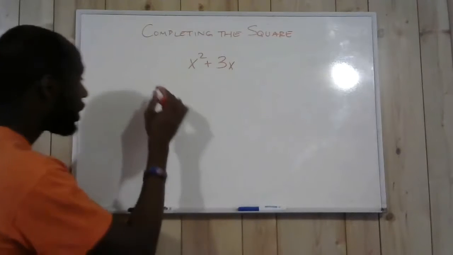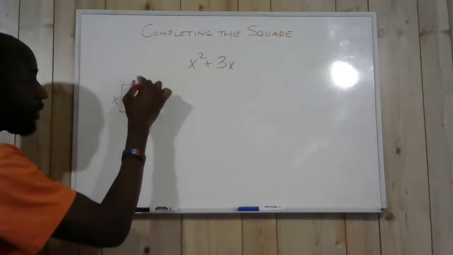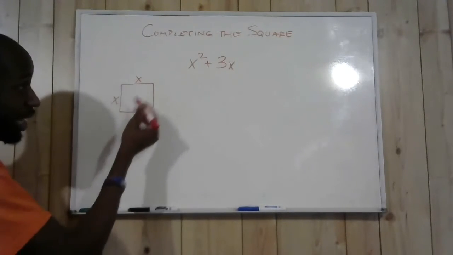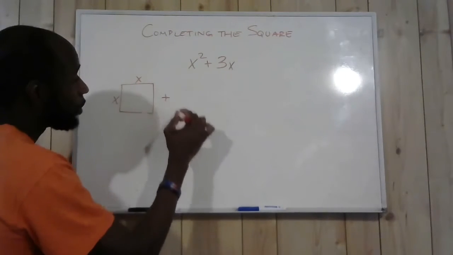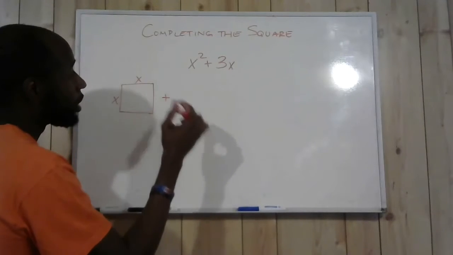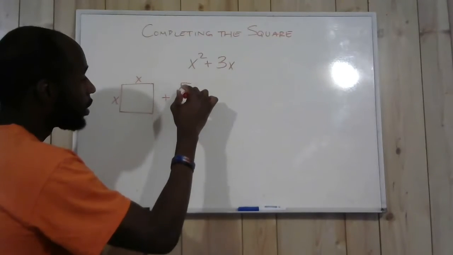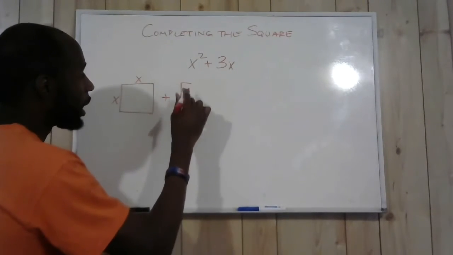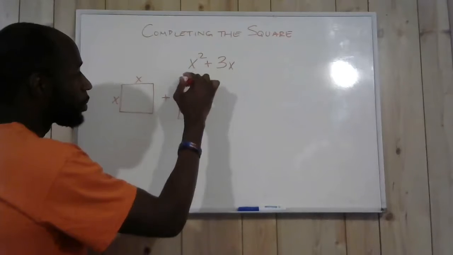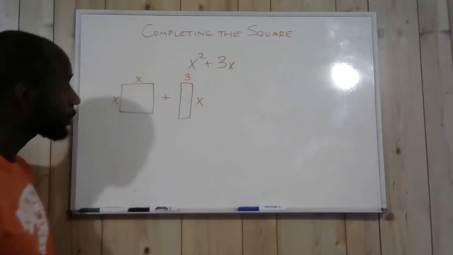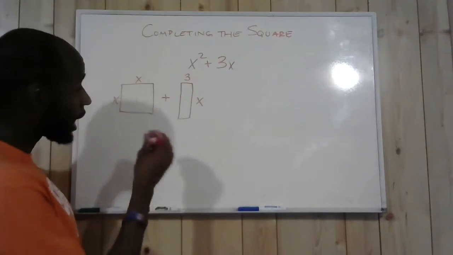Okay. So x squared, think of that as a square with sides of length x. And x squared is the area because length times width is x squared. x squared plus 3x. So this side is x, and let's say that side is 3. All right. So let's say we added these together. We did it like this.